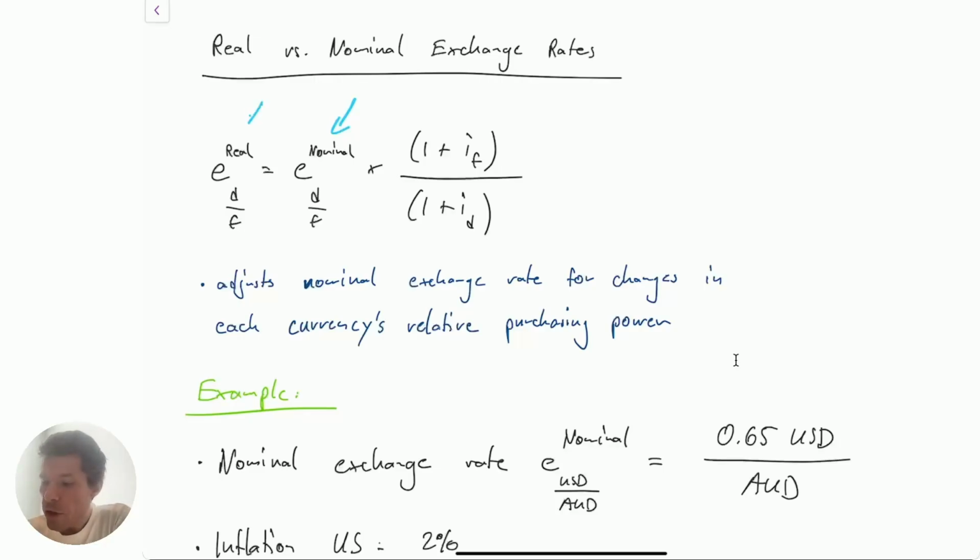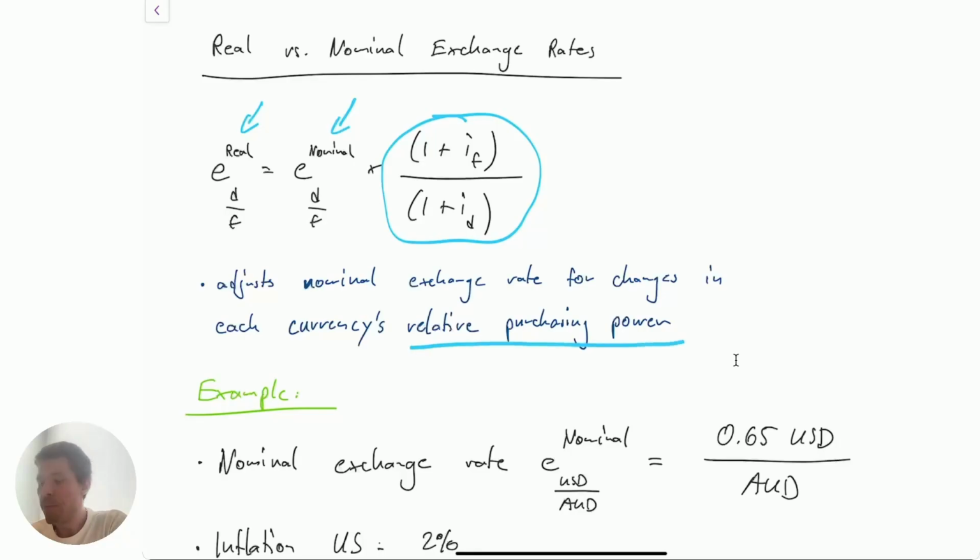The real exchange rate here is, as you can see, because of this term, adjusted for differences in inflation between two countries, and the real exchange rate reflects the relative purchasing power of one currency against another. Basically, it adjusts the nominal exchange rate for changes in each currency's relative purchasing power. So what you can buy in the end with your currency.